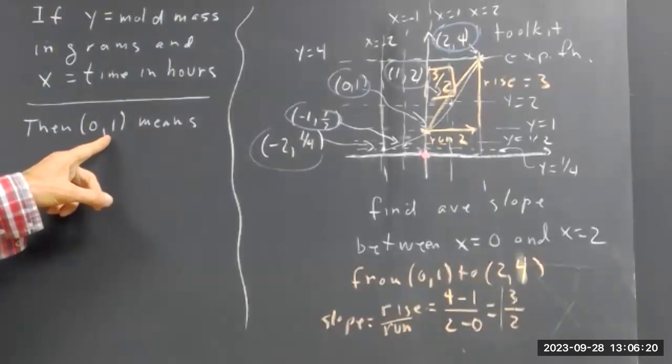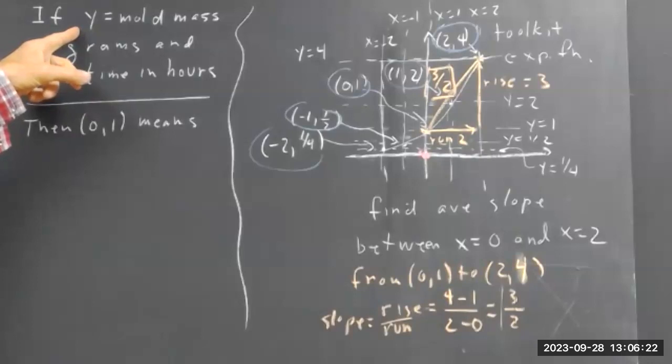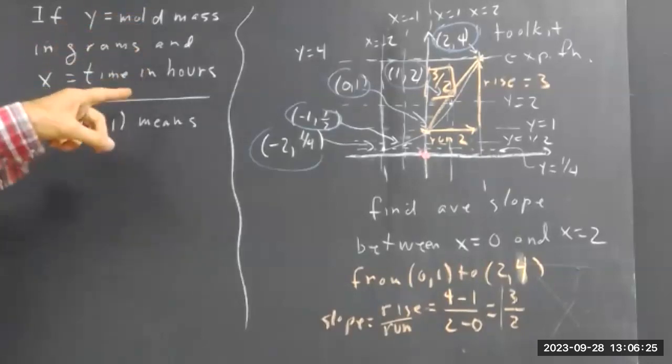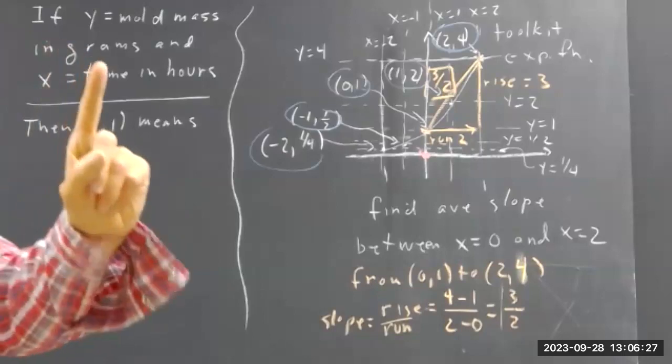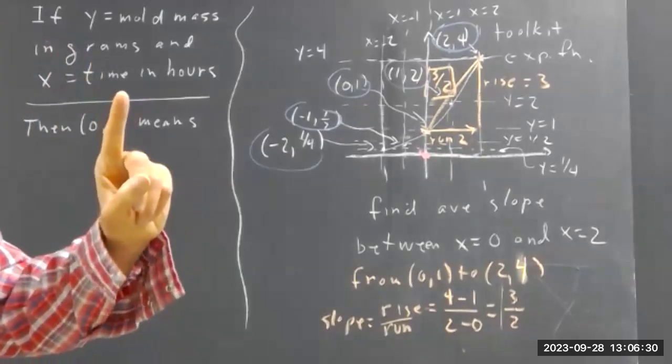Then they got the answer. I go, well, that's Y. And then I said, well, what's that? Well, that's the mass of the mold. So what does 1 mean? It means you have 1 gram of mold. Okay.